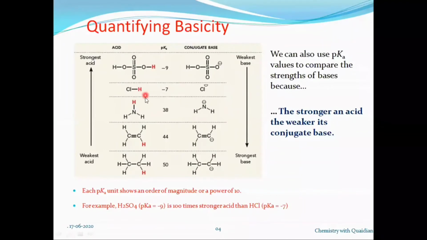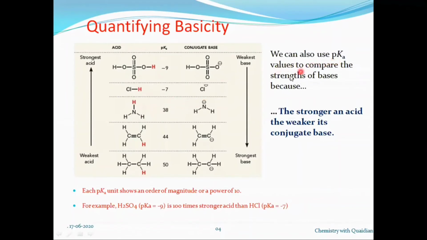Similarly, when you consider HCl with NH3, there is a huge difference between the pKa values of these two. So HCl is much stronger than NH3 because each number in between these two shows an order of magnitude of 10.